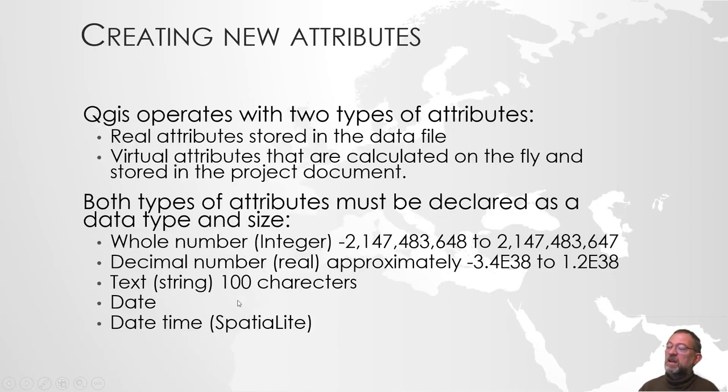The same goes for decimal values. They have to be in this range, never mind how many significant values we include. Text strings can be up to 100 characters in a shapefile, and we can have dates, and if we're using what's called a SpatiaLite database, we can have a date time. Which types we have and how long they are depends on what type of data format we are saving our data in. So there can be differences if it's from our Postgres database, if it's from a shapefile or anything else. So if you're going to have very big numbers or very precise numbers, you have to check what that exact data type can hold. But typically that's not an issue.